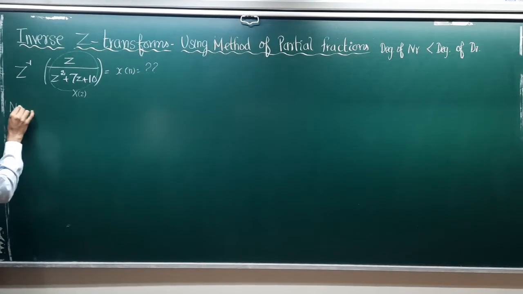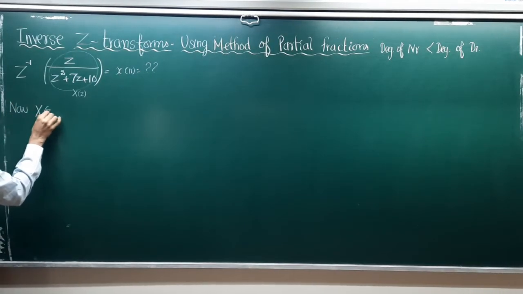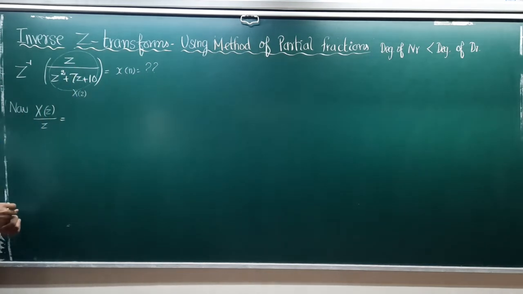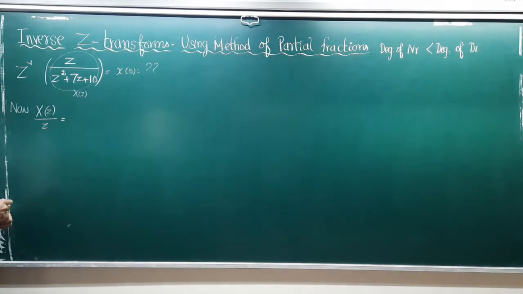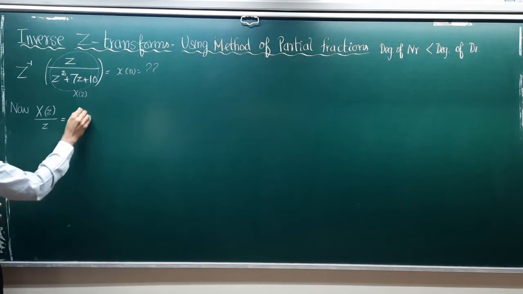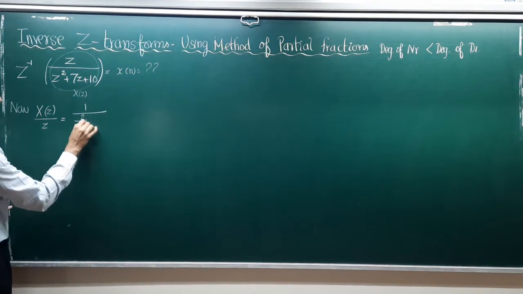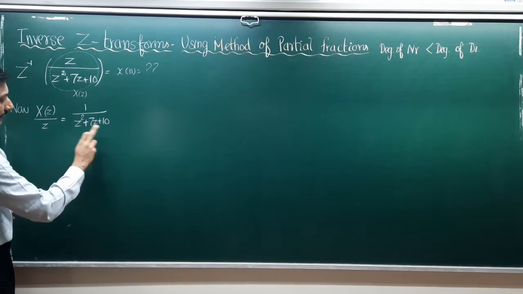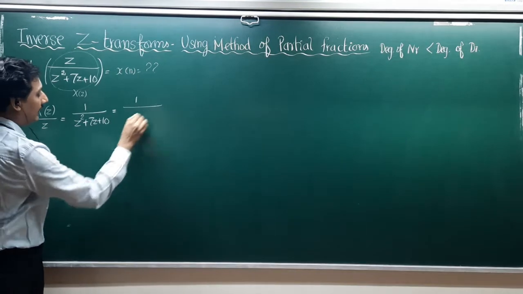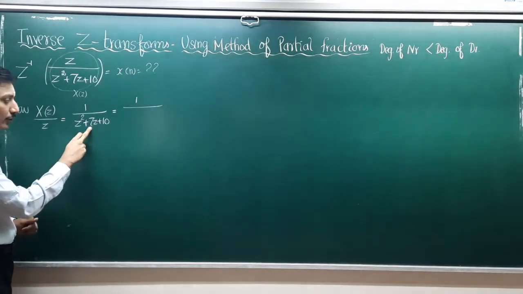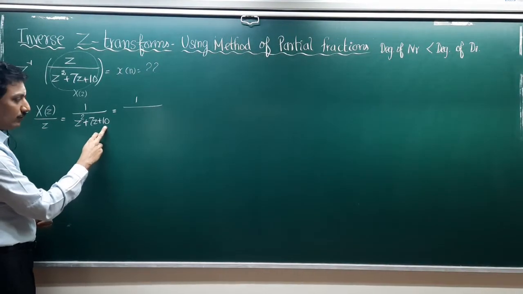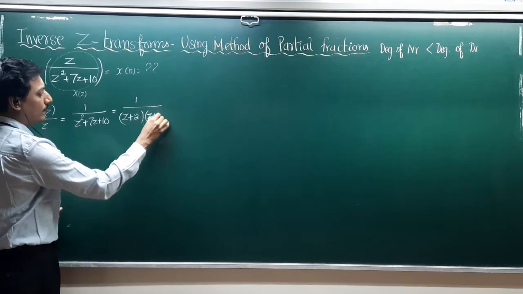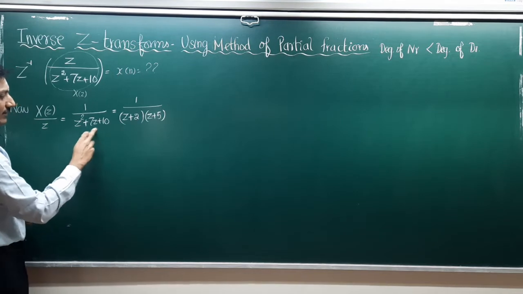Now I am taking X of Z by Z, so I reserve one Z in the X of Z. So X of Z by Z is equal to 1 by Z squared plus 7Z plus 10. Let us split this into two separate linear terms. The sum of the roots is 7 and the product is 10, so I think 2 and 5. So this can be written as Z plus 2 into Z plus 5, since 2 plus 5 is 7 and 2 into 5 is 10.